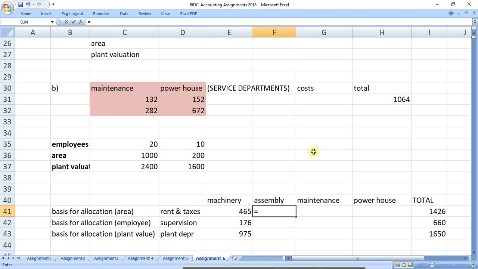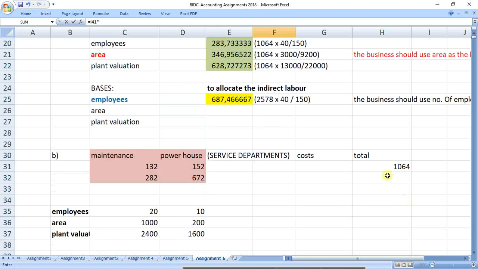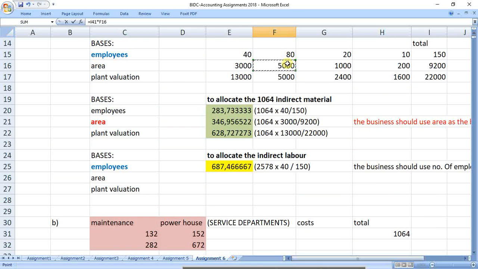So assembly, same thing. Okay, so tell me what to do. What do I do to allocate the cost? How much is the total cost for rent and taxes? Do you agree? Times it by, what do you want me to times it by? Look at the information in the question. Area. Good. So how much area does the assembly take up? 5,000. Okay, I'll just reference it here. Divided by the total. There you go, you got that one.